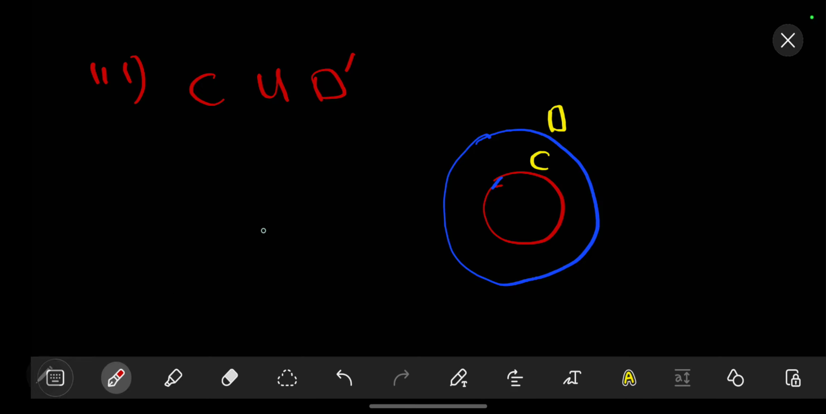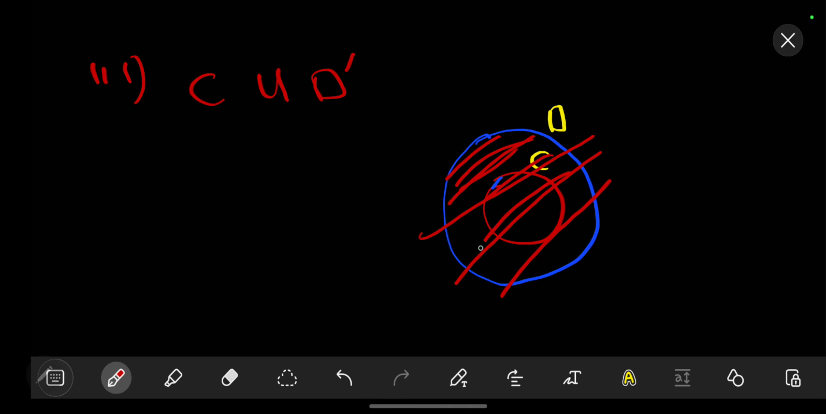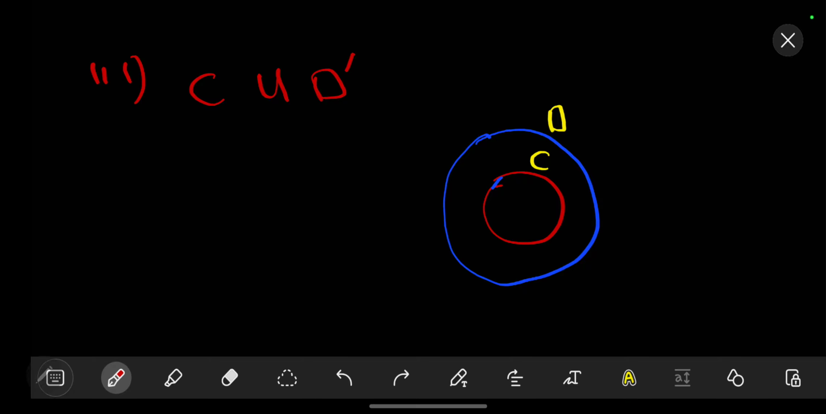For this other one, we have C union of D complement. Looking at this, there is no way you can exclude D complement, because D complement also excludes the C itself. D means everything here, so D complement excludes everything including the C. So there is no way for you to simplify this. Your answer here will just be: cannot be simplified.